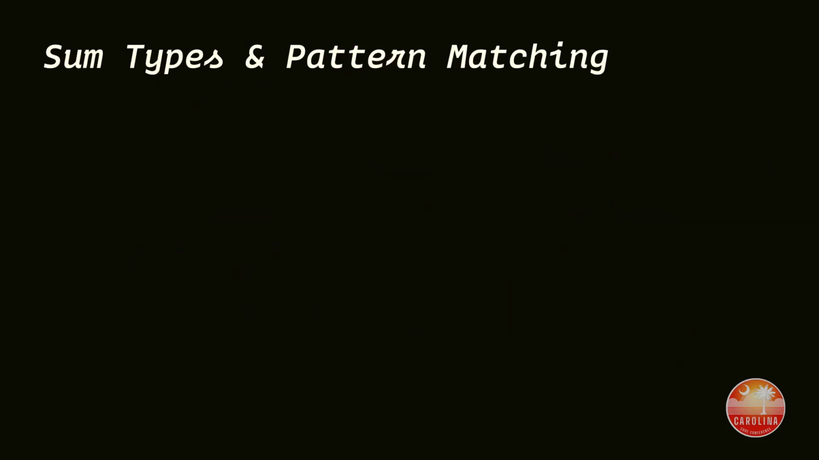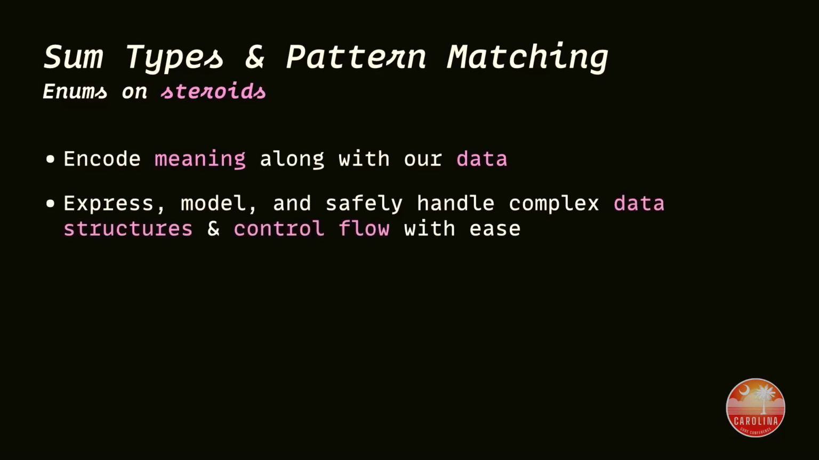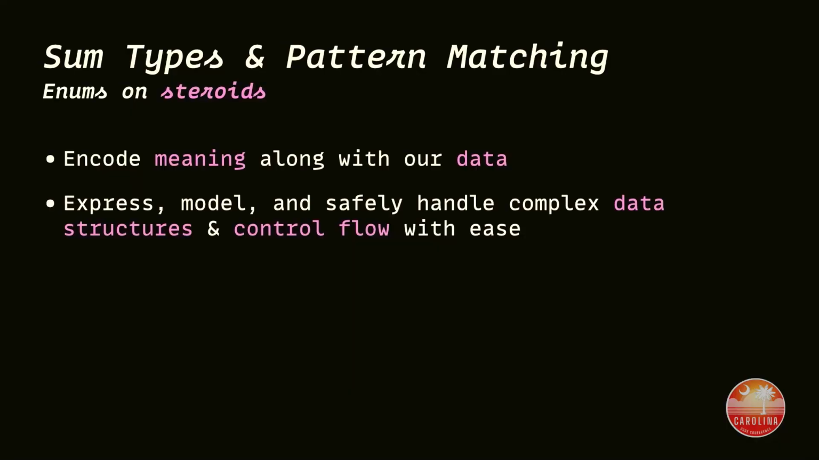I also want sum types and pattern matching. As I described earlier, sum types are pretty much enums on steroids. And in fact, the sum types in Rust are literally called enums. Enums let us encode meaning along with our data. Sum types and pattern matching together let us express, model, and safely handle complex data structures and control flow with ease. It lets you be very declarative about the state of your application and the code paths it can follow. And we heard twice in this conference already from 2 different speakers the benefits of making illegal states unrepresentable at the type level.